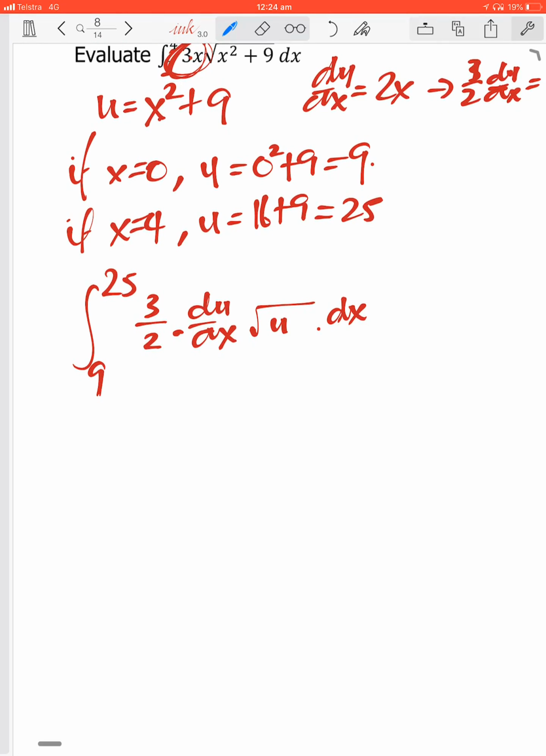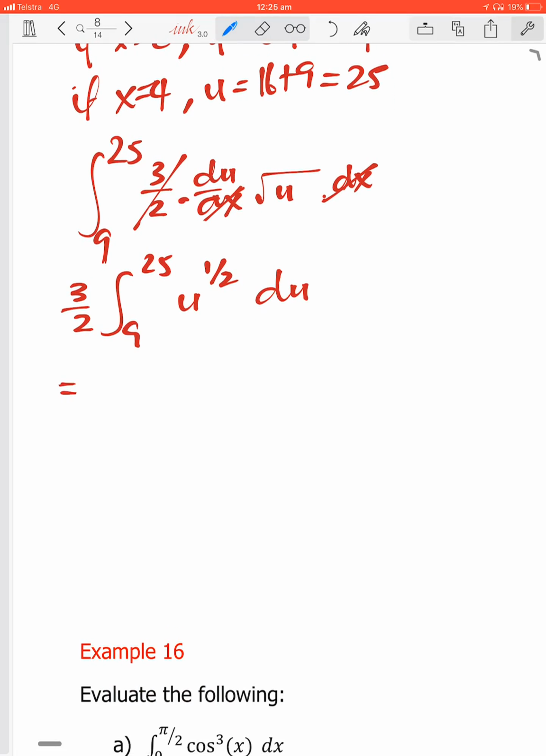So because we've put u's in now, our terminals must be to do with u. Now that's constant, so I'm going to bring it up the front. So I'm going to say 3 on 2, 9 to 25, u to the half, so I've done that. They cancel. I've got u to the half, and then du. Okay, from here we know we've got 3 on 2. If I add 1 to the power, I'm going to get 3 on 2, which is 2 on 3, u to the 3 on 2, between 25 and 9.